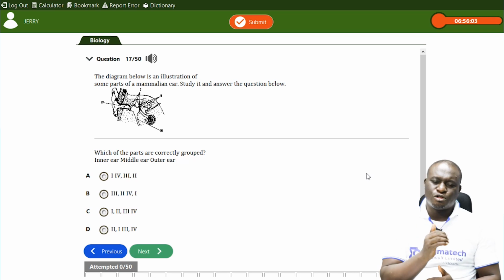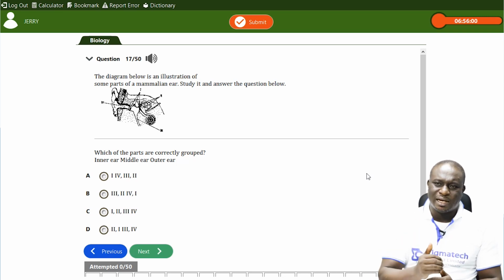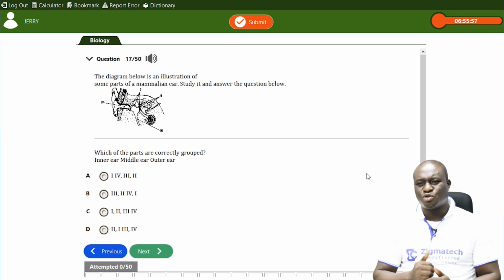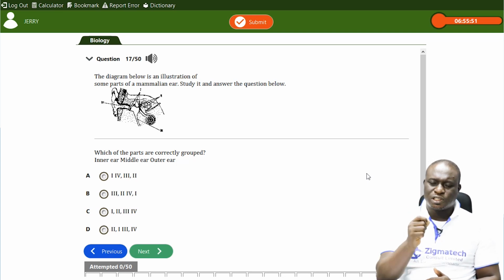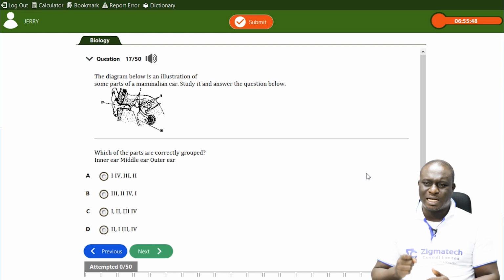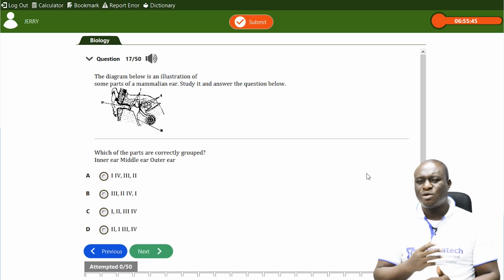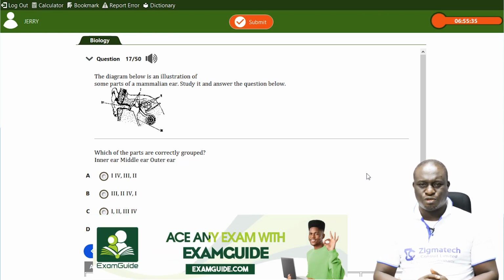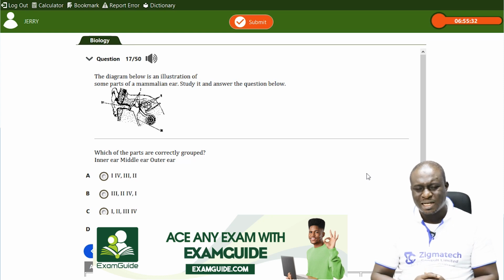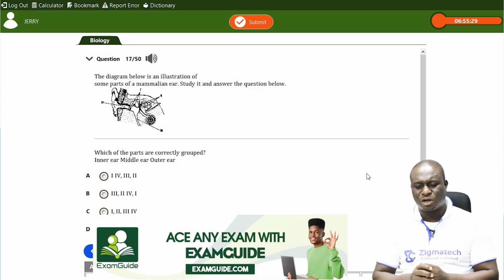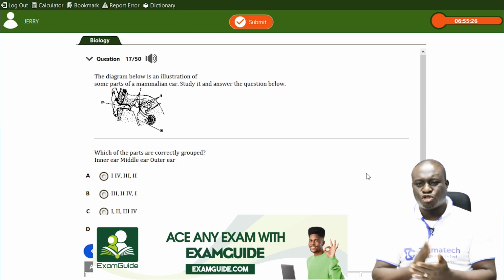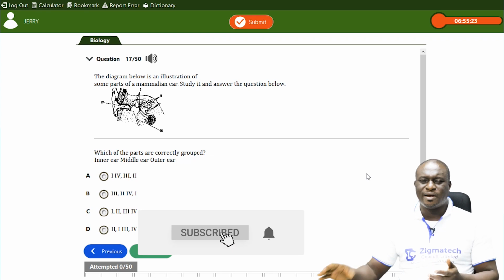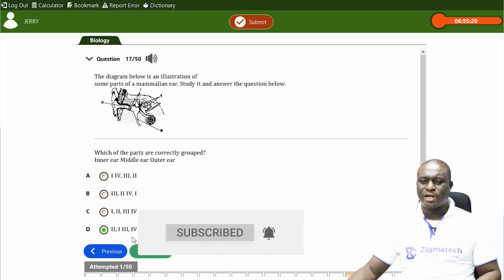And then after Roman figure 2, we have the middle ear. As you can see there, the middle ear is represented with Roman figure 1 as well as Roman figure 3. That is the ossicles and then the eustachian tube. And then we have the outer part of the ear, which is represented with Roman figure 4, and that is the auditory canal or auditory meatus. So the correct answer to this particular question is option D, which is 2, 1, 3, and then 4. Option D is the correct answer.